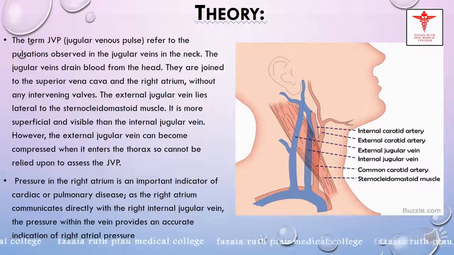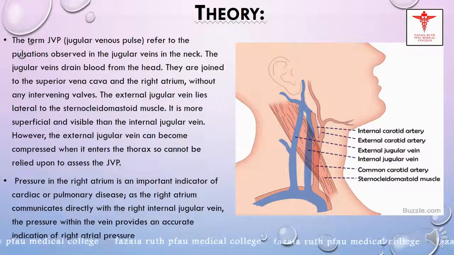The external jugular vein lies lateral to the sternocleidomastoid muscle. It is more superficial and visible than the internal jugular vein. However, the external jugular vein can be compressed when it enters the thorax, so it cannot be relied upon for JVP. You get this point? That we will not rely on the external jugular vein. Instead, we will be relying on the pressures in the internal jugular vein.